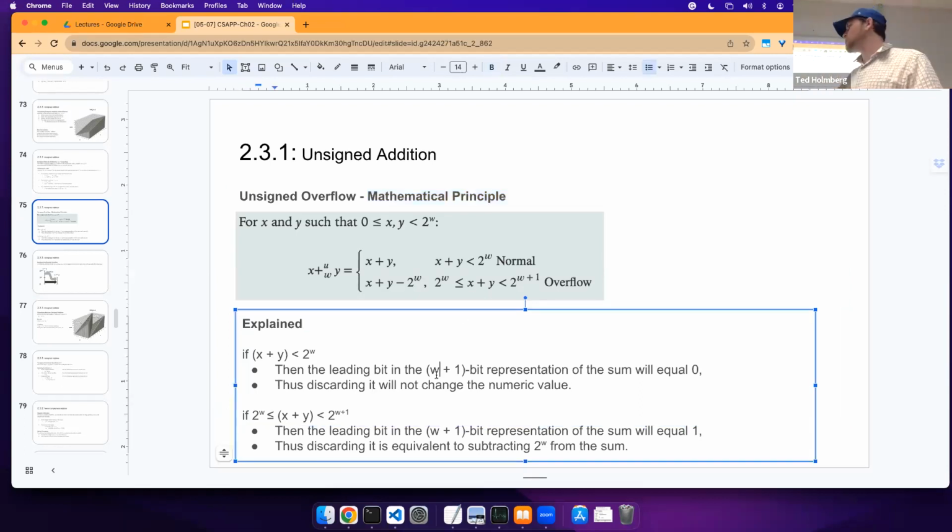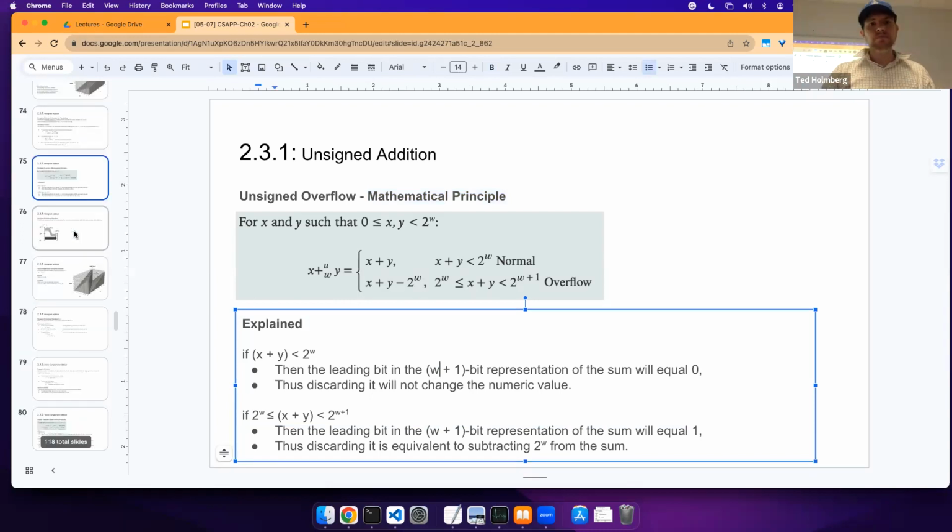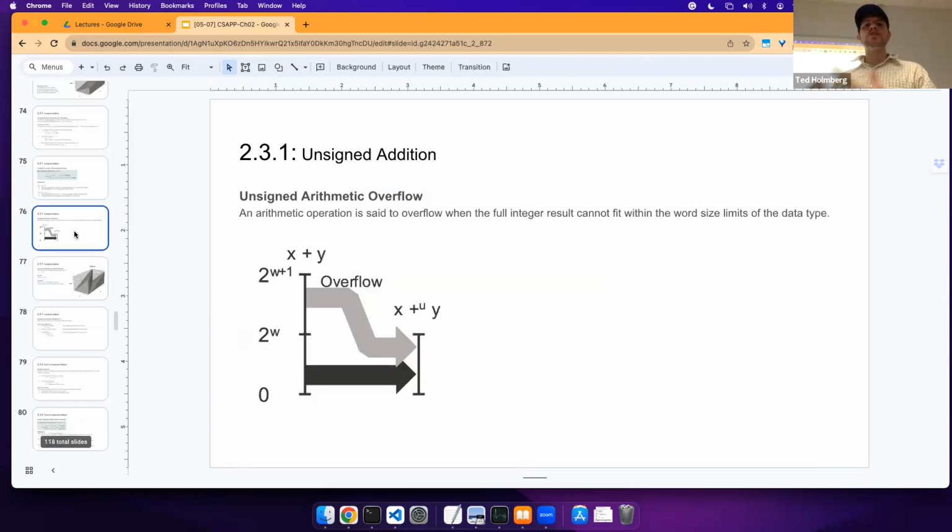And again, it just is stating mathematically what we more informally talked about these last couple of slides. Okay, so what's a good way of visualizing how this might look? An arithmetic operation is said to overflow when the full integer result cannot fit within the word size limits of our data type.